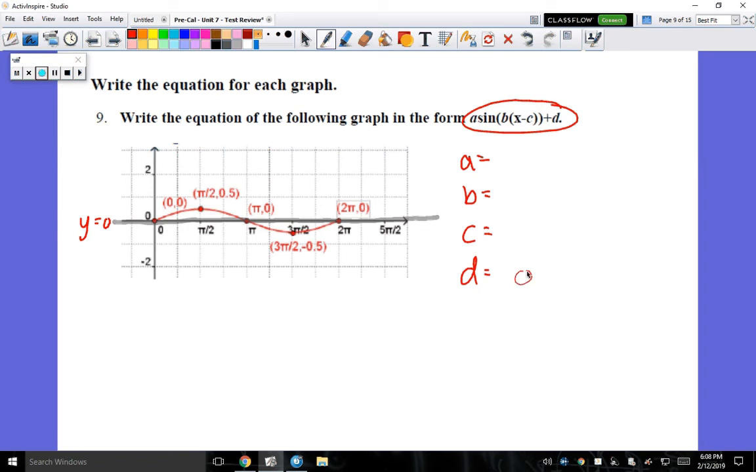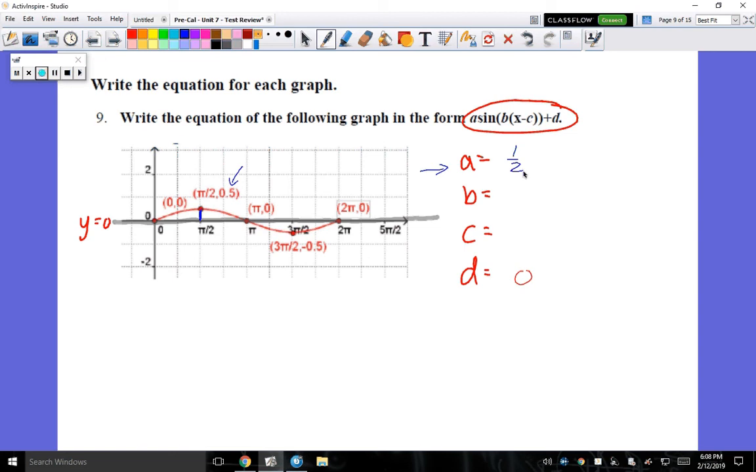The next one, in my opinion, to find is A, my amplitude, my vertical stretch or compression. So I just need to find what is the height here, or if you wanted to go downward from that equilibrium line, you could go to a minimum. But the height there is going to be a 0.5. That's how high that went up y-wise. Okay? So my A is going to be 0.5, otherwise 1/2, same thing.